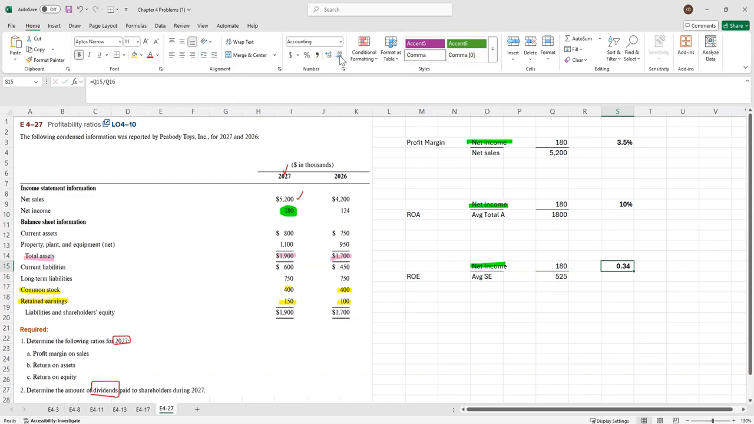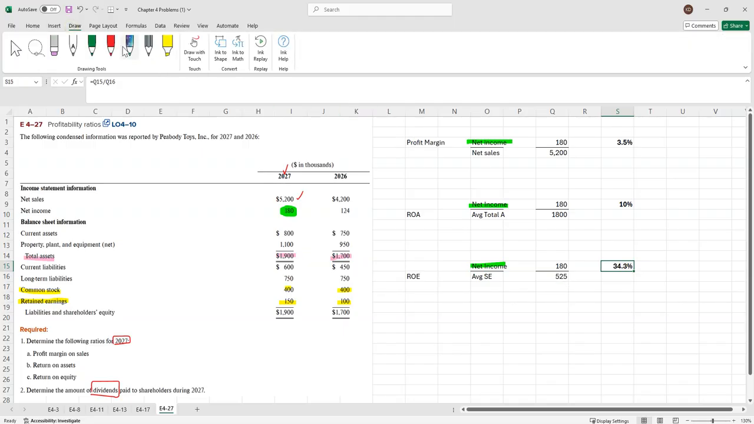If we were to do the math, 180 divided by 525, we turn it into a percentage, right? We're looking at 34.3%. So our profit margin is 3.5%. Our return on assets is 10%. Our return on equity is 34.3%. Whether that's good or bad, part of what I would need to see is what other companies are doing.